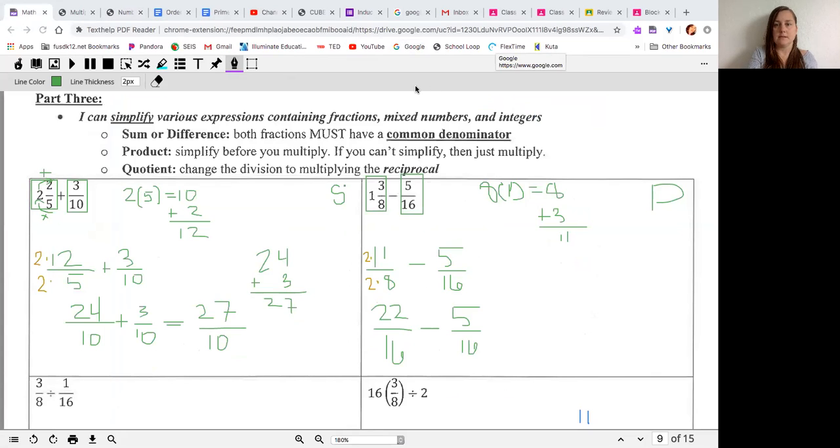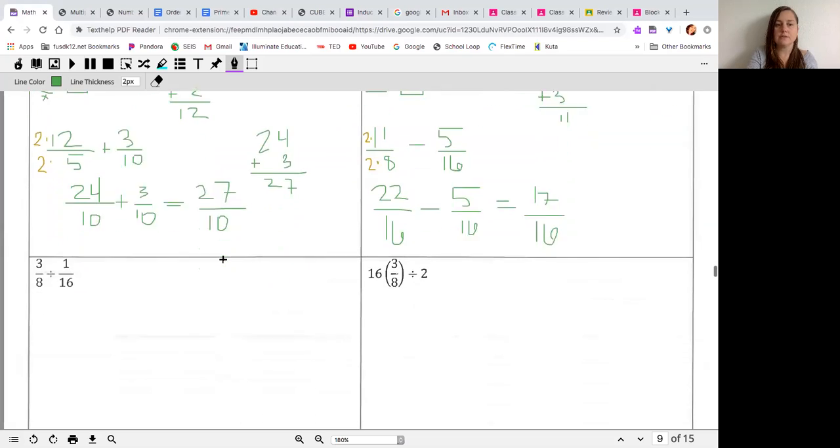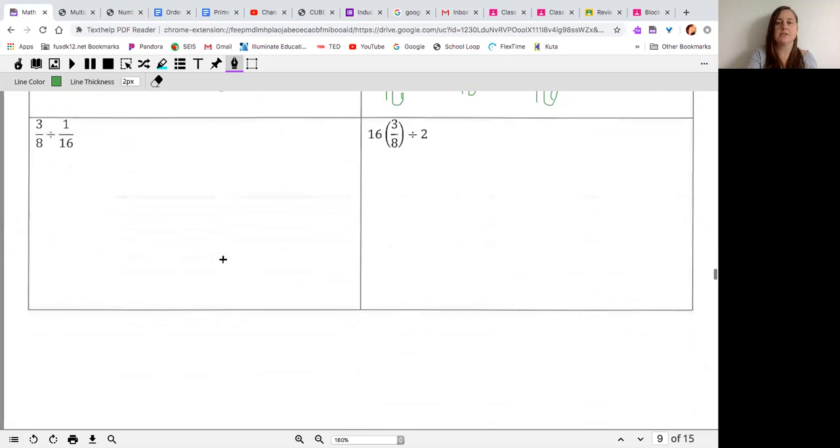Let me erase. All right, 22 minus 5 is 17 over 16. Almost there. We only have 2 more to go for this page.